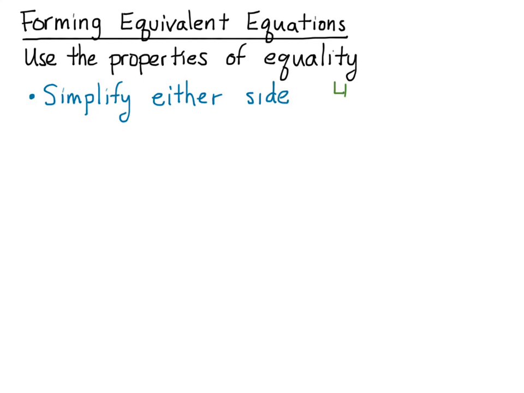Number 1 is that we can simplify either side. So if we have an equation like 4x minus x equals 8, the expression on the left-hand side of this equation can be simplified. 4x minus x equals 3x. Okay, so that might seem obvious, but nevertheless, that's one of the things that's allowable in this case.